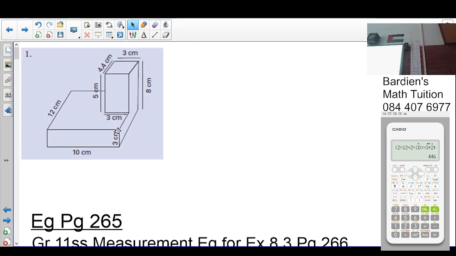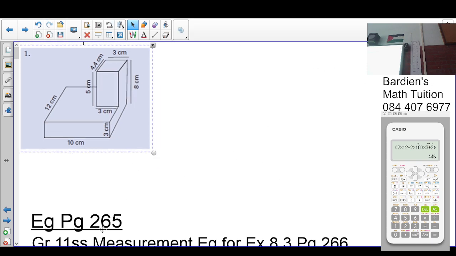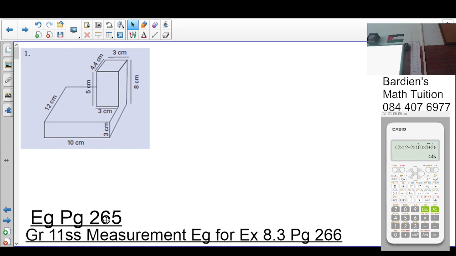So the question says you must calculate the volume and surface area of the two objects using the information given in the diagram. All right. So we're looking at the total surface area. So the total surface area is basically the area of the faces. Okay. So since there are two shapes here, we'll break it up into basic shapes.